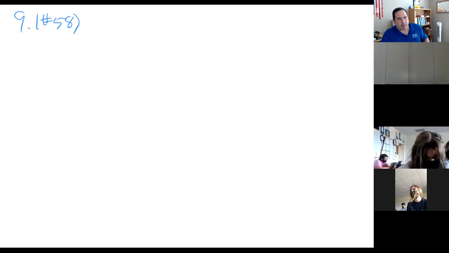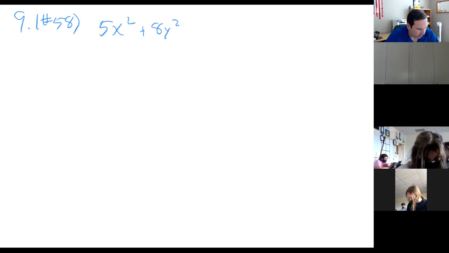I made the test for chapter 9. It's a shorter test, so questions are worth more, so good or bad. Okay, so 58, we have 5x squared plus 8y squared equals 40. They want us to find the eccentricity and the lengths of the minor and major axes.